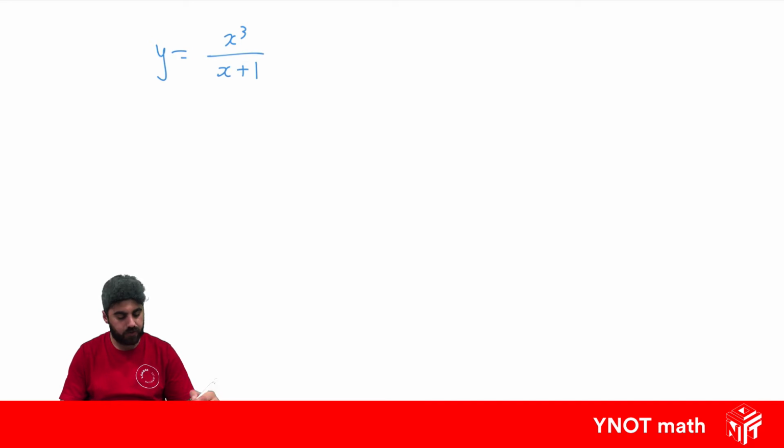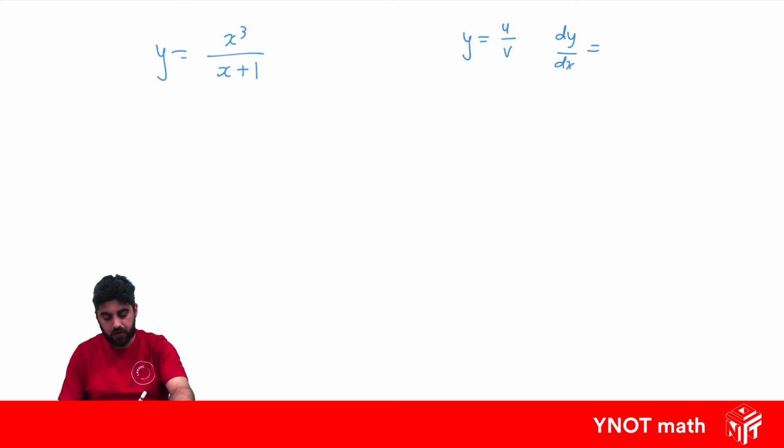So here we have two functions of x that are being divided by one another, and here we're going to need the quotient rule. So the quotient rule states that if we have two functions that are divided by one another, let's say u and v, the derivative dy dx is going to be u dash v minus v dash u over v squared, where the dashes are for derivatives.